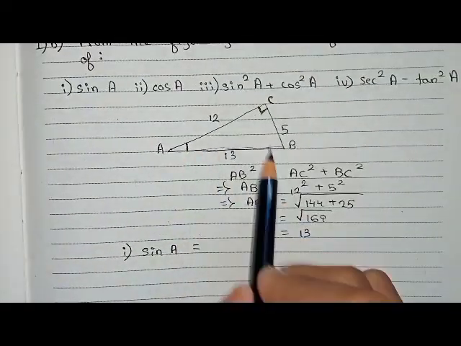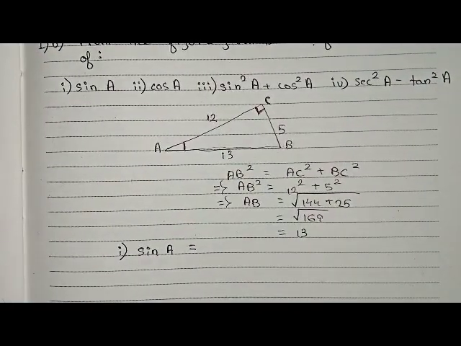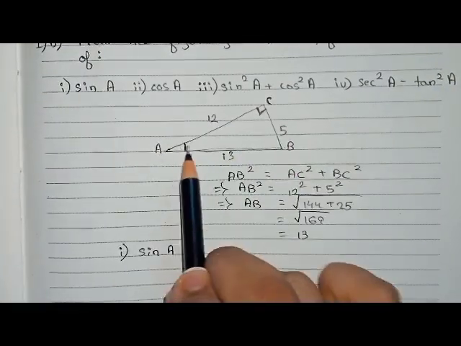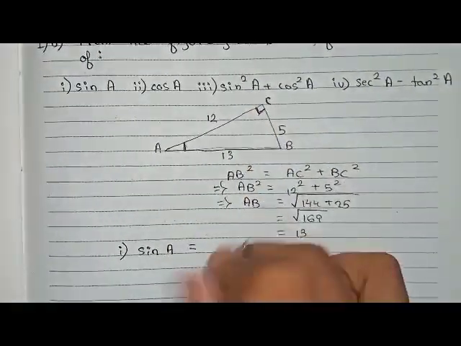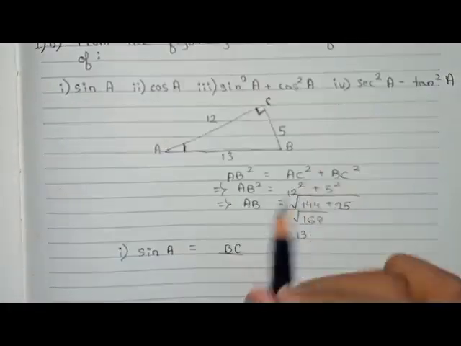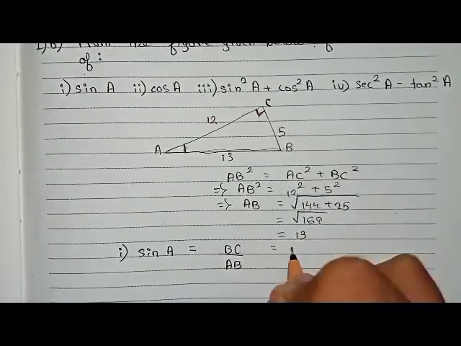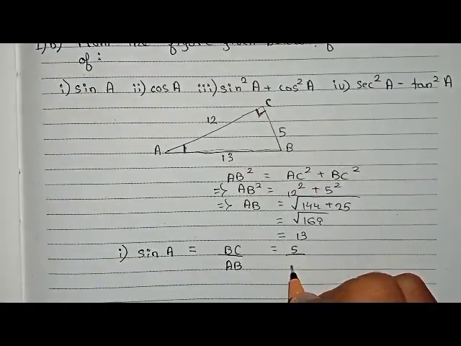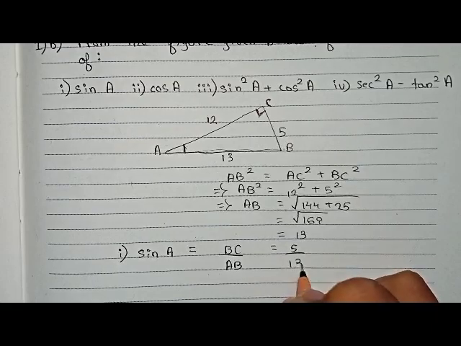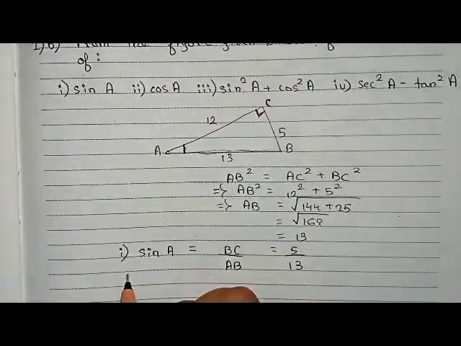So the side opposite to this angle is BC. So sin theta is height by hypotenuse. The height will be opposite to the angle, so BC is the height. And by default our hypotenuse is AB. BC is 5 and our hypotenuse is 13. So sin A will be 5 by 13.